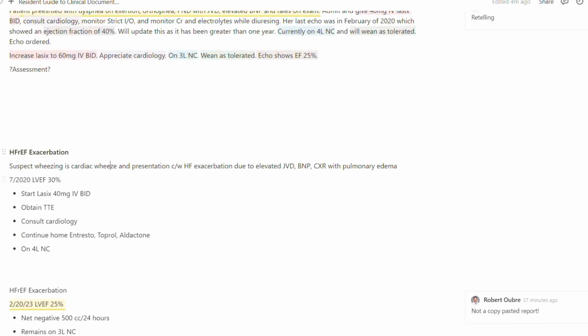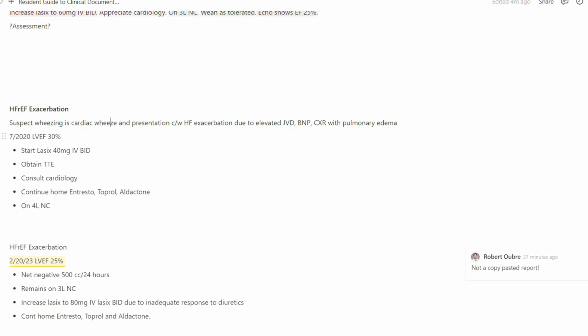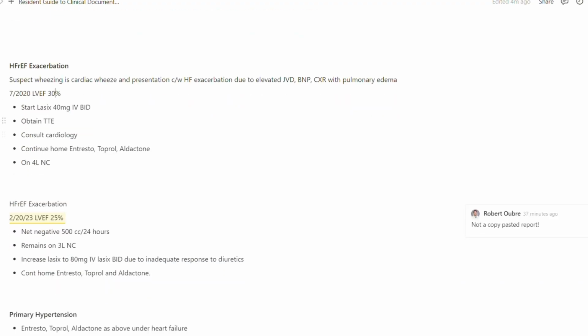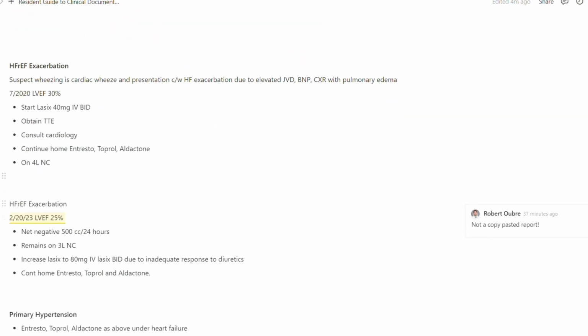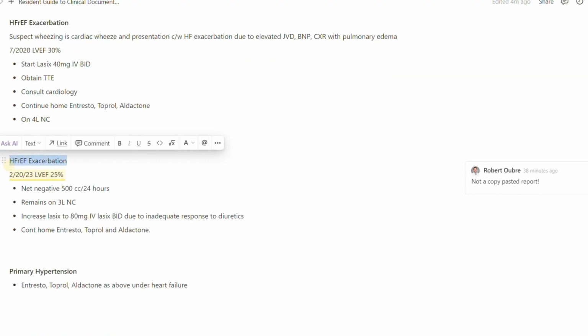The old EF, I think I have a different EF, but whatever. The old EF, I just have the date here, July 2020, EF of 30%. And then this is my initial plan, and this is going to be my progress note here. So this is our old EF. Start Lasix, 40 milligrams IV Lasix BID, obtain an echo, consult cardiology, continue home Entresto, Toprol, and Aldactone, on 4 liters nasal cannula. Now, the next day, and I'll just bold this because that's our assessment and diagnosis here.